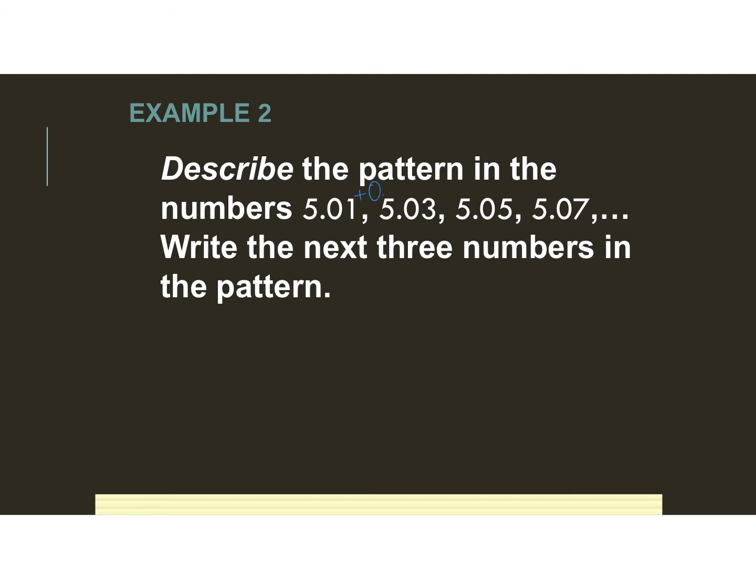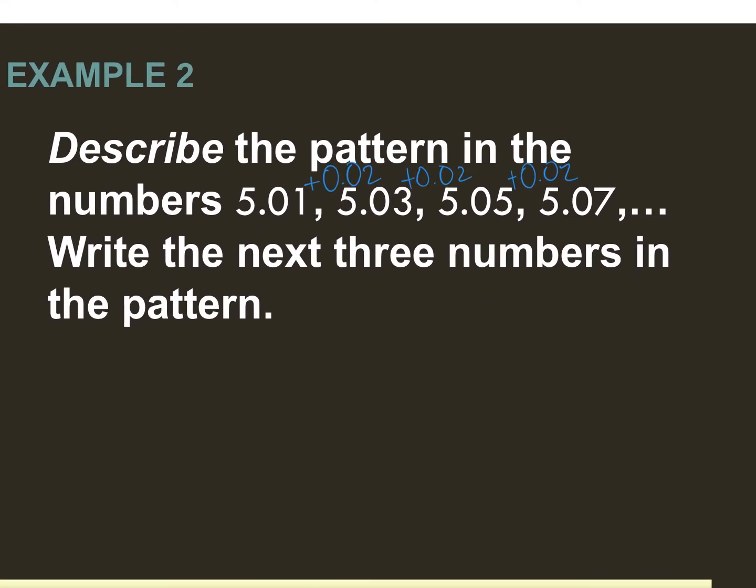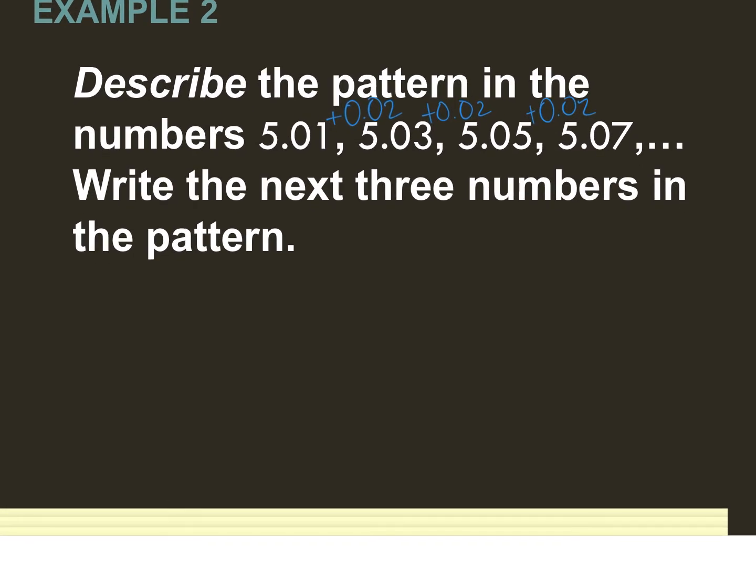Good. They're adding 0.02. Plus 0.02. Plus 0.02. So to figure out the next 3 numbers, what do we need to do? Add 0.02. What would be the next number in my sequence? 5.09. Good. What's next? 5.11 and 5.13. Are we good with this pattern? Carson.